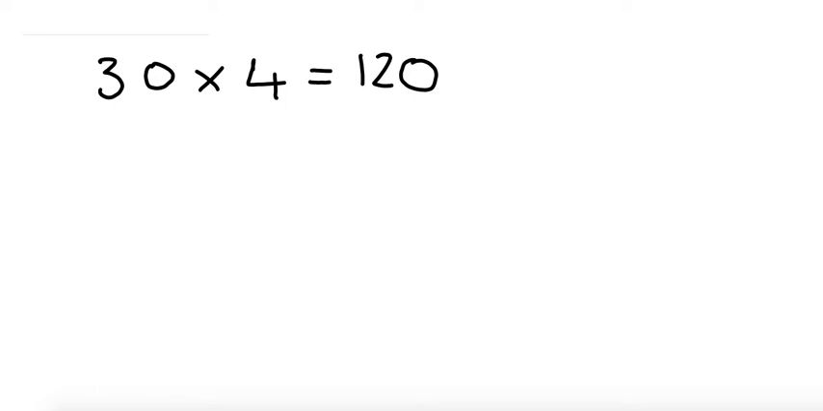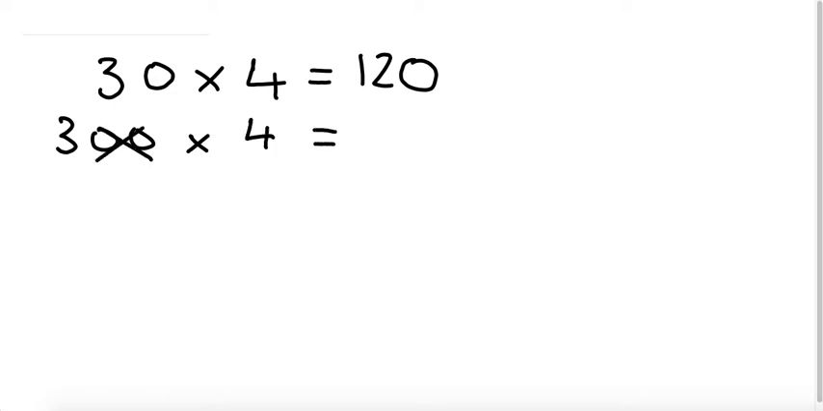When we multiply by a multiple of 10, we could ignore the 0, do 3 times 4, which is 12, and then add the 0. When we're multiplying by a multiple of 100, 300 times 4. Once again, we do the basic fact, ignore the zeros, so 4 times 3 is 12, and then add those 2 zeros, 1200.